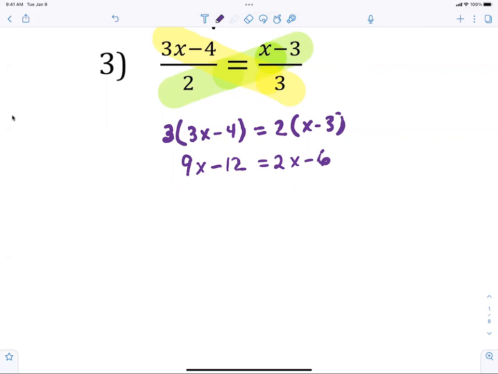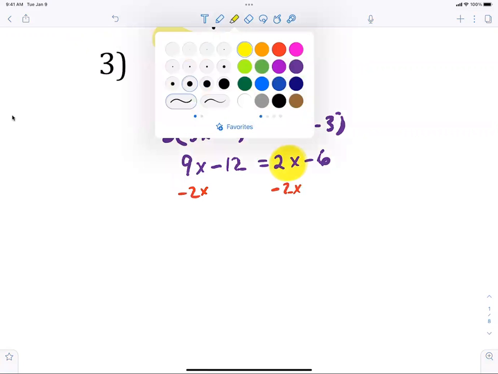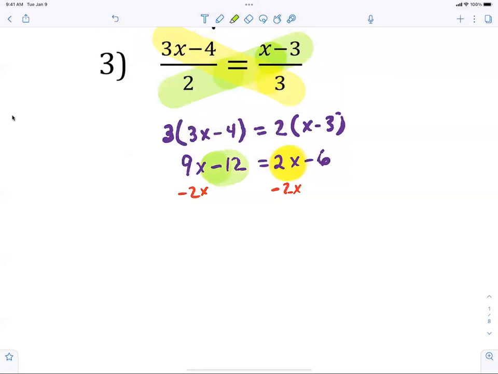Now, where does the 2x go? Where do I push the 2x? To the left. So the 2x right now, is it positive or negative? So when I move it, it becomes a negative. So I need everybody to put down a minus 2x. Now I have to move the 12. What kind of 12 is it? Negative 12. So if I move it to the other side, it's going to be a positive 12. So I put a plus 12.